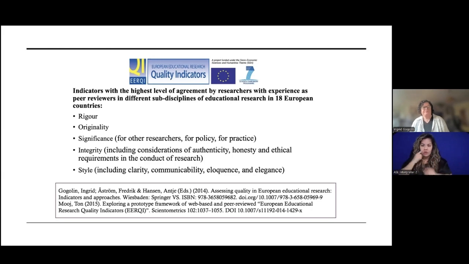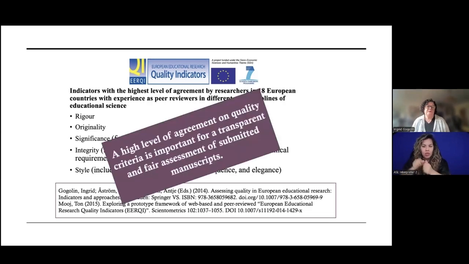And since then, these are used by a number of journals in Europe and other institutions that prove for quality in education research. And I'm happy to say also AERJ agrees to this, just some terms would be different. But I think, next slide, please. My message would be a high level of agreement on quality criteria is important for a transparent and fair assessment of submitted manuscripts. And in AERJ, as far as I learned it until today, this is the case. We have a high level of agreement on quality criteria. So our processes are most transparent and fair.